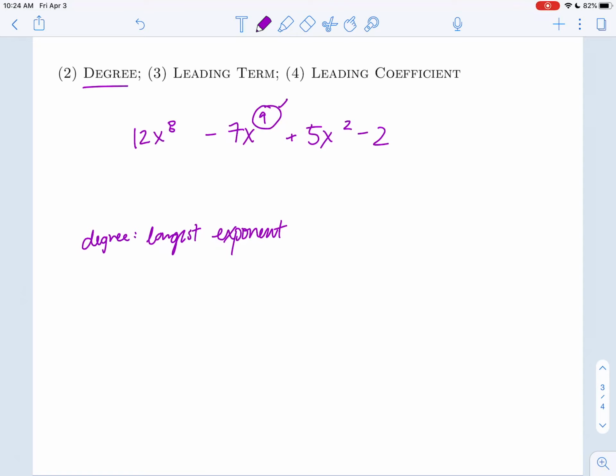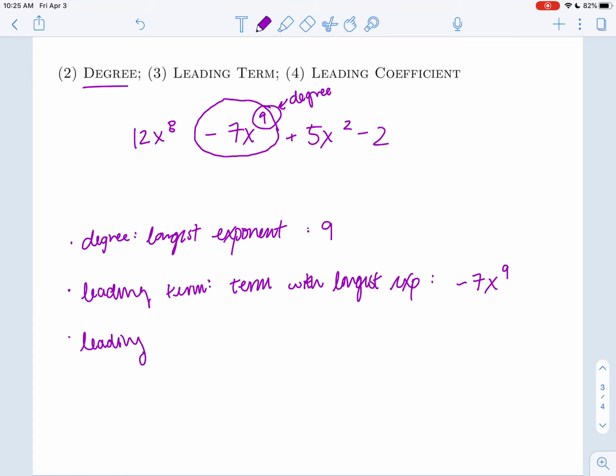So now that I've identified that this 7x to the 9th has the highest exponent, I'm just going to take that entire term. And remember with these, if I've got that negative out front, I want to kind of capture that with the term. So my leading term here is going to be negative 7x to the 9th. I'm going to take that whole term. And then that last thing is the leading coefficient. And possibly a little bit intuitive to the name, that's going to be the coefficient of the leading term. So since we've already identified that the leading term is negative 7x to the 9th, our leading coefficient is just going to be the negative 7.